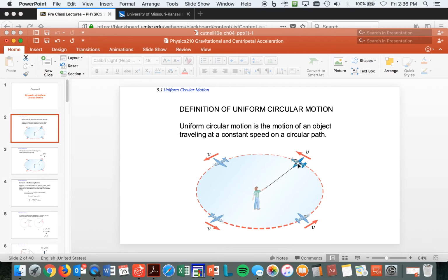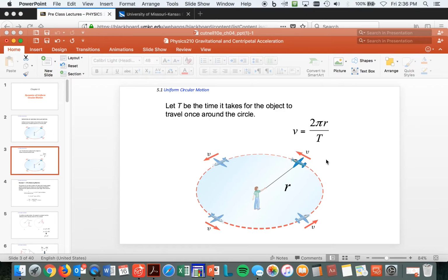Now, it's only a constant speed along a path, but the velocity is always changing. Why? Because it's accelerating. And so the speed with which it goes is equal to 2 pi r divided by the period, the time. How long did it take you to make a lap? Okay, and that's the period. Now, the frequency, I'm going to go ahead and talk about that right now.